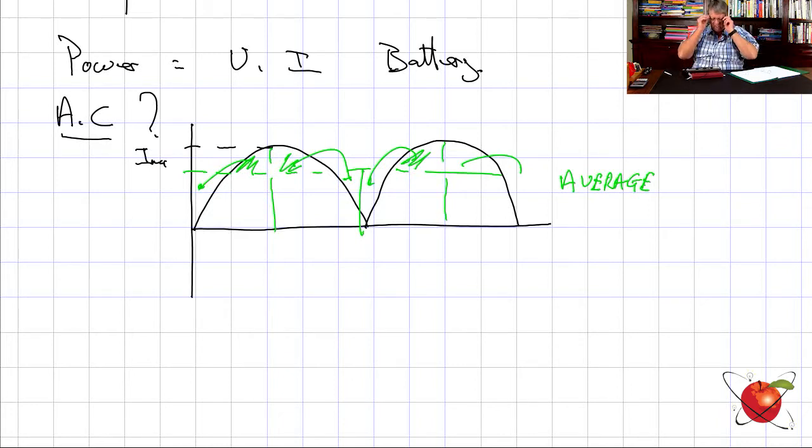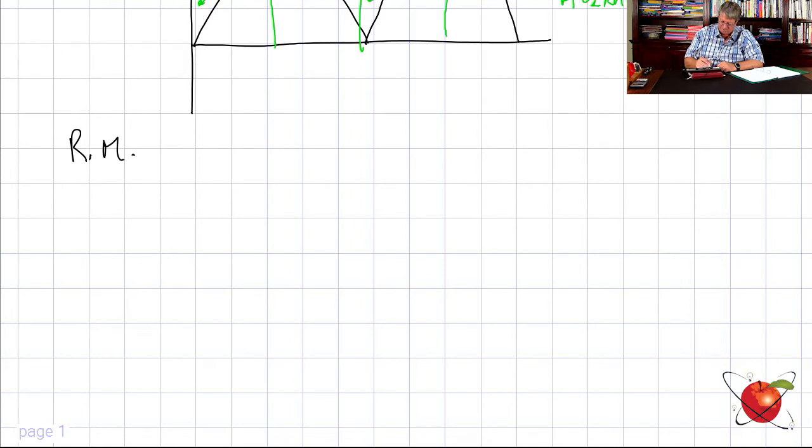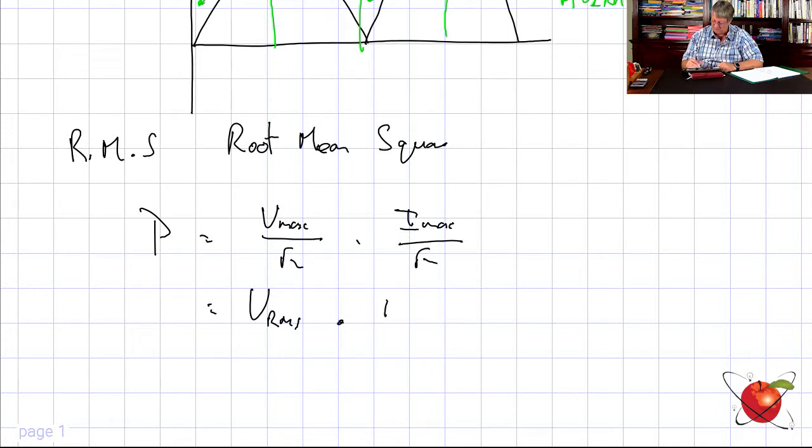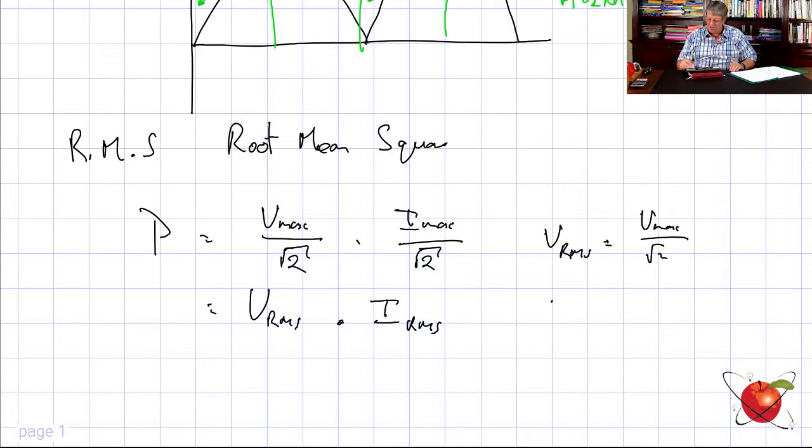By doing that, I have introduced a term, and I'm going to call that term RMS, known as root mean square. Basically, power P is equal to V max over root 2 multiplied by I max over root 2, which is equal to V RMS multiplied by I RMS. This is the root mean square. So V RMS is equal to V max over root 2, and I RMS is equal to I max over root 2.